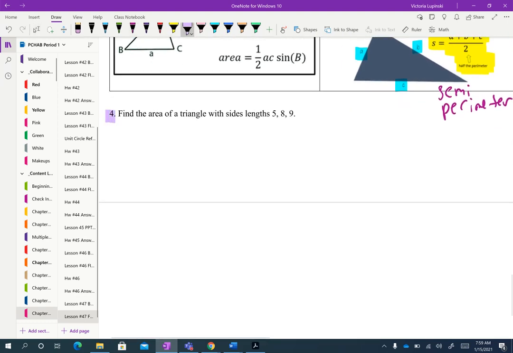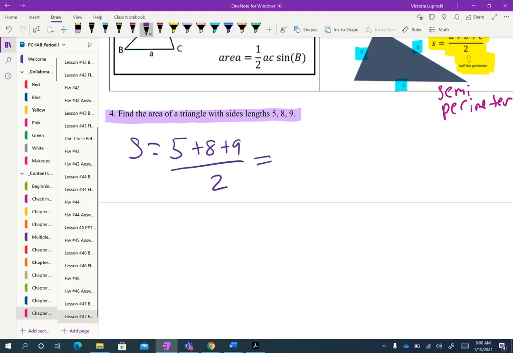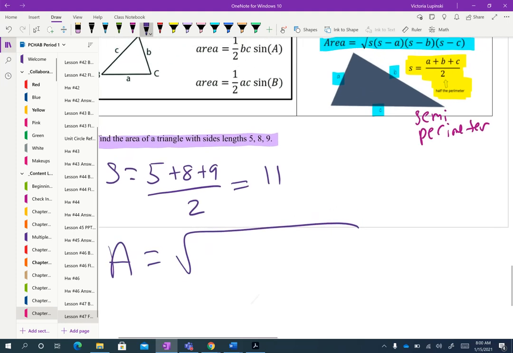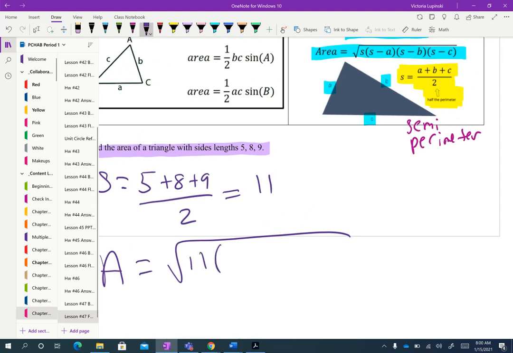So in number 4, find the area of a triangle with side lengths 5, 8, and 9. You can draw it if you want to, but the truth is you don't really even need to. So you're going to start by finding the semi-perimeter, which means you're going to add 5 plus 8 plus 9 divided by 2. So that looks like 13 plus 9 is 22 divided by 2. So the semi-perimeter is 11, which means the area is going to be equal to the square root of S, which is 11, times 11 minus 5, times 11 minus 8, times 11 minus 9.